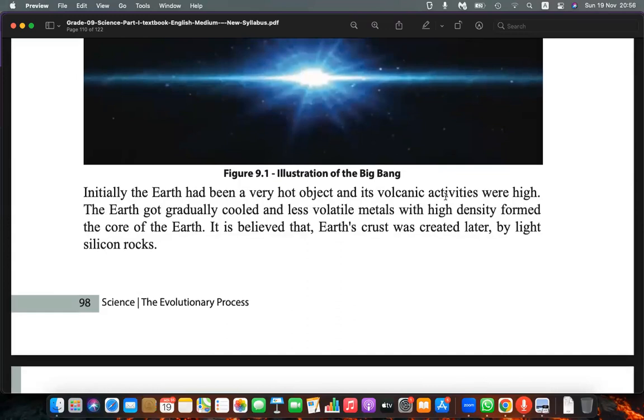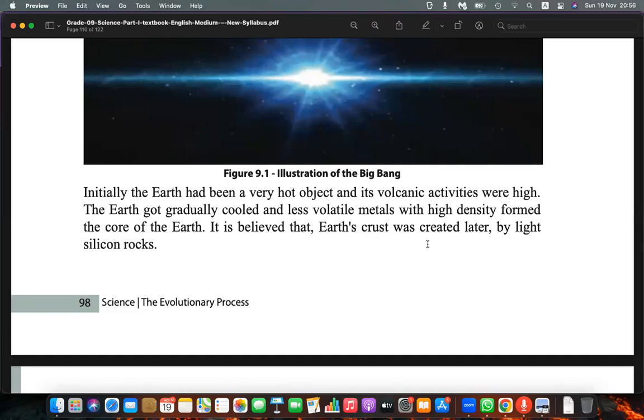Initially, this Earth was not a habitable place. When it began, there were a lot of volcanic activities because it was melted and a very hot surface, and it was not good for animals. But later it gradually cooled down, and then the Earth's crust formed after cooling, because it was melted earlier. Gradually it cooled, and then less volatile metals with high density formed the crust of the Earth.